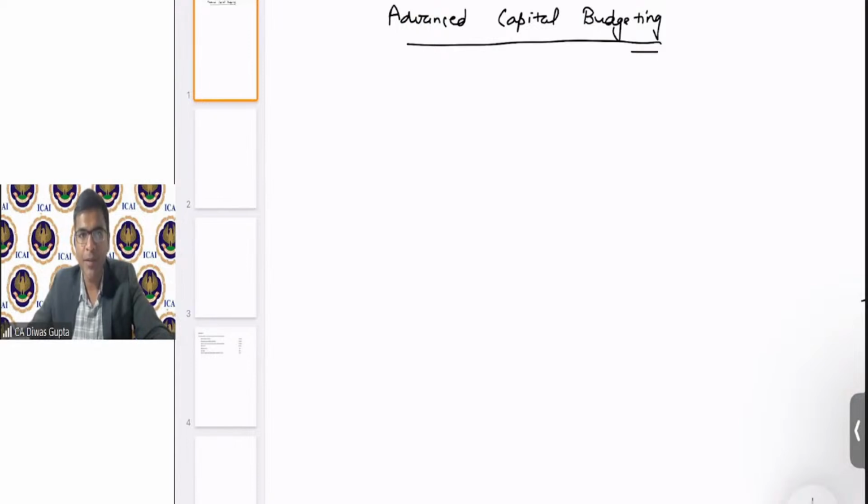My name is Divas Gupta, and we will be discussing the topic of advanced capital budgeting today. So, students, in your intermediate CA, you would have already studied the basics of capital budgeting. In this topic, we are going to take that to an advanced level. We will start our discussion with some of the current trends in capital budgeting, just to understand what the implications of those are in capital budgeting.